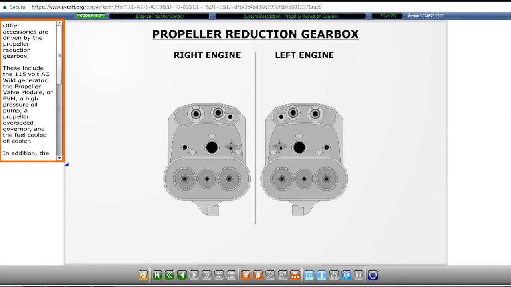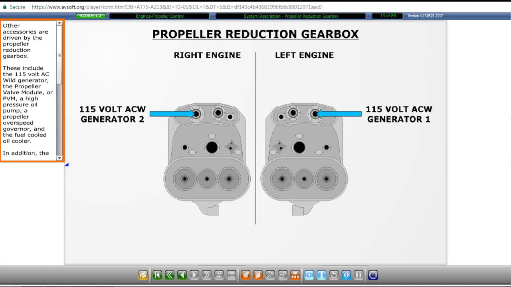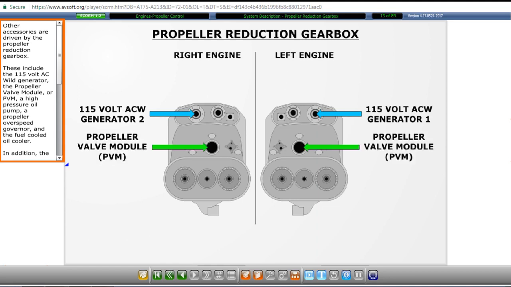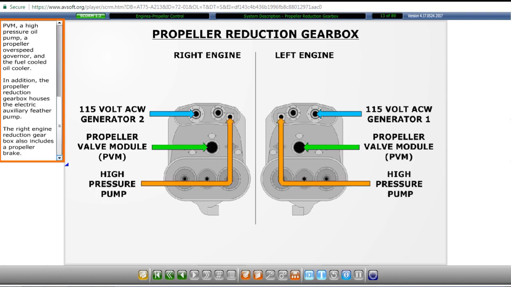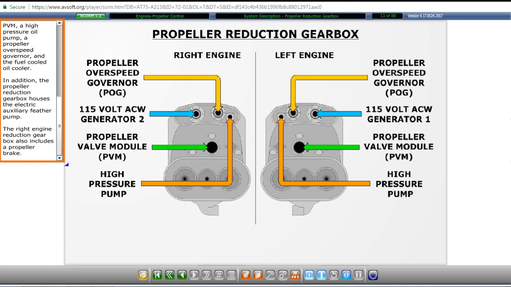Other accessories are driven by the propeller reduction gearbox. These include the 115-volt AC wild generator, the propeller valve module, or PVM, a high-pressure oil pump, a propeller overspeed governor, and the fuel-cooled oil cooler. In addition, the propeller reduction gearbox houses the electric auxiliary feather pump. The right engine reduction gearbox also includes a propeller brake.